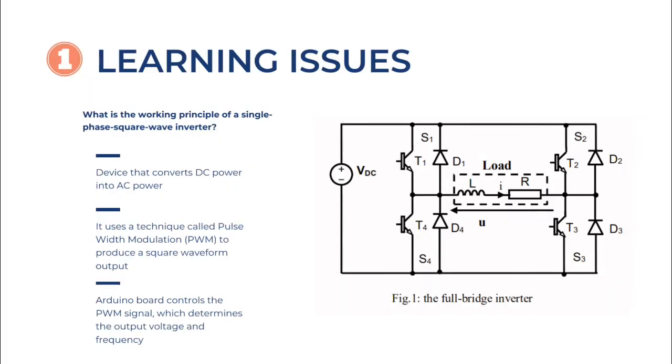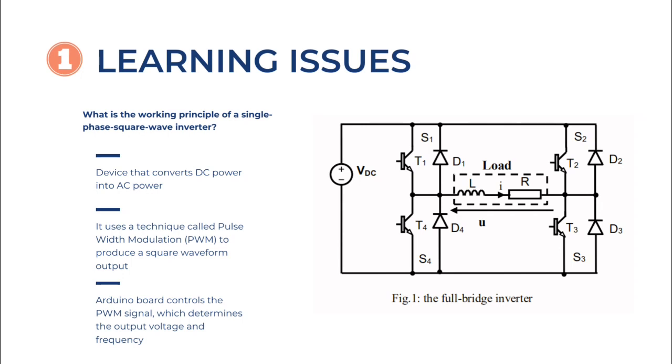For the first learning issue: what is the working principle of a single phase square wave inverter? A single phase square wave inverter is a device that can convert DC power into AC power. It uses a technique called pulse width modulation, or PWM, to produce a square waveform output.